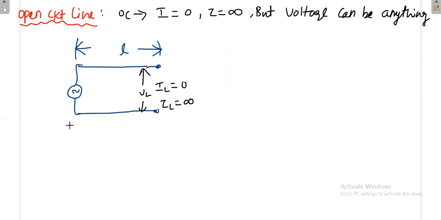Now this is the open circuit. I want to measure the input impedance of the open circuit. That's why I'm writing it as ZOC. What is the input impedance of the open circuit from the source end?